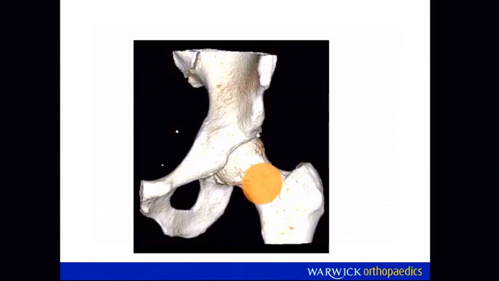And that means removing bone not just from the head-neck junction, but all the way down the anterior and anteroinferior aspect of the neck, so potentially further than one would do during a normal cam resection.